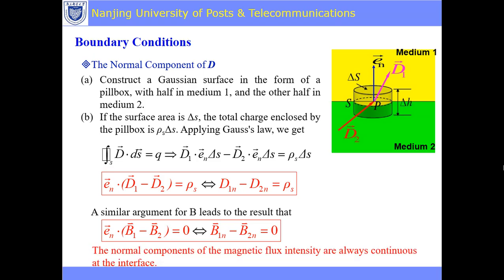The normal components of the magnetic flux intensity are always continuous at the interface. That's why they are zero. But again, there are no magnetic charges, that's why it is zero. That's the explanation.